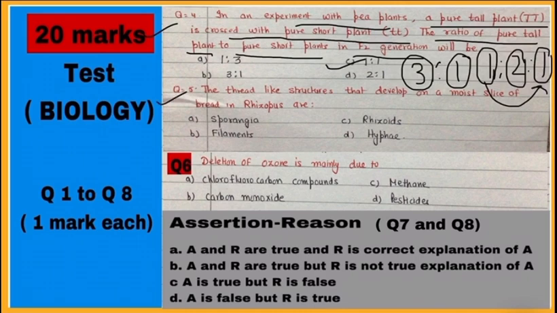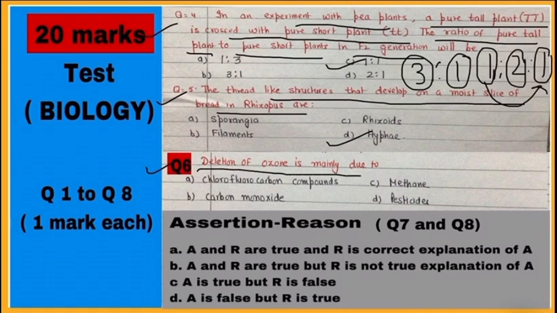Question number 5. The thread-like structures that develop on moist slice of bread in Rhizopus are hyphae. Correct answer is D. Question 6. Depletion of ozone is mainly due to chlorofluorocarbon compounds. So, correct option is A.